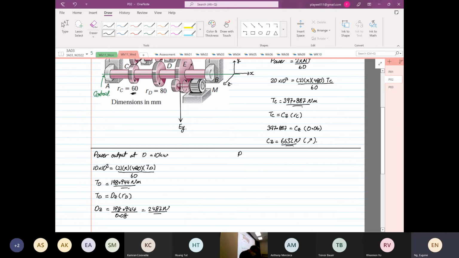So it's still very repetitive. Okay, so power input at point E is equal to 30 kilowatt. So this is 30 times 10 to the power 3, 2 pi 480, TE. Then divide by 60 again. So TE, the same, 30 times 10 to the power 3 times 60 divided by 2 pi divided by 480 is equal to 596.831 Newton meter.